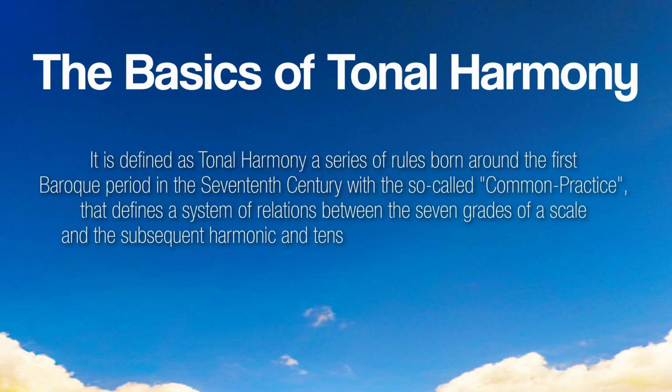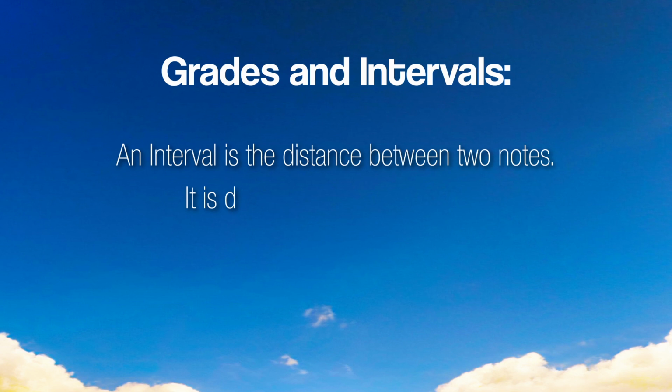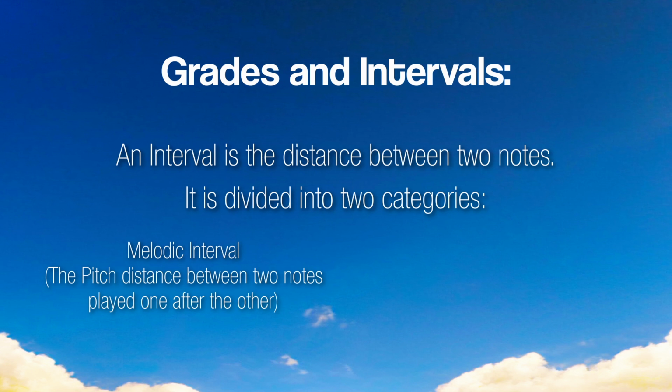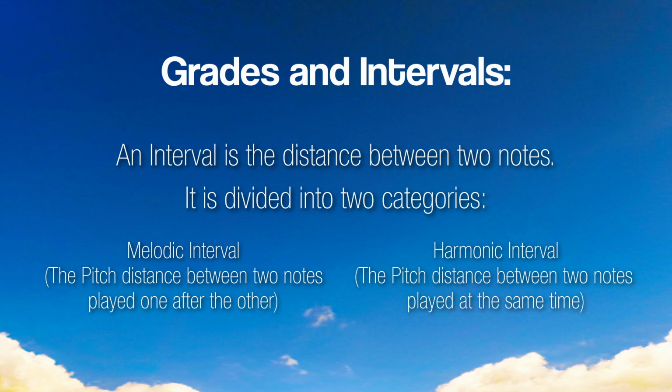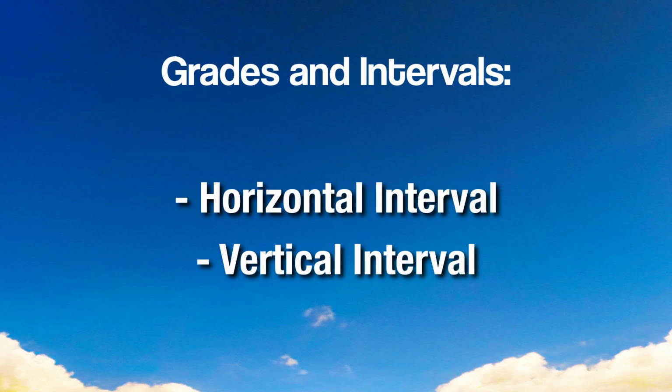Before jumping to those relations, we must first discuss the grades of the scale and the concept of interval. What is an interval? An interval is the distance between two notes. It is divided into two categories: melodic interval, which consists of the pitch distance between two notes played one after the other, and harmonic interval, which consists of the pitch distance between two notes played at the same time. The first can also be referred to as a horizontal interval, and the last as a vertical interval, based on the way they appear on the musical stave.